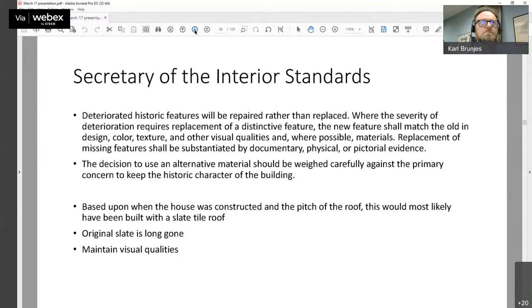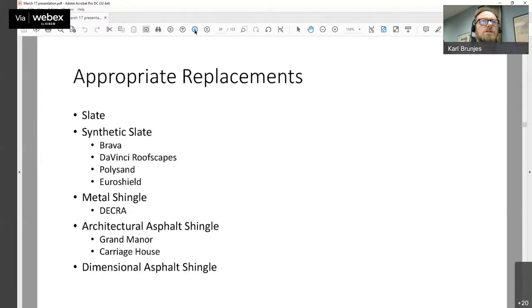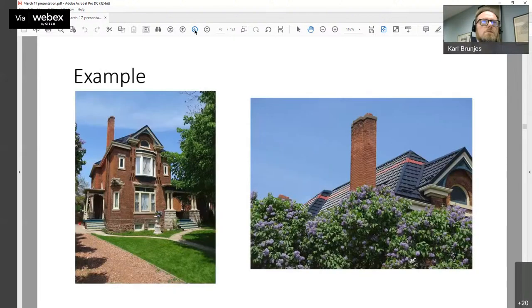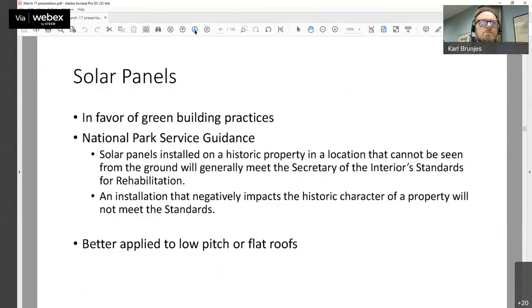Next slide, please. We have a list of what would be considered to be appropriate replacements for this particular roof. Next, please. And here's an example of one of them. Next, please.